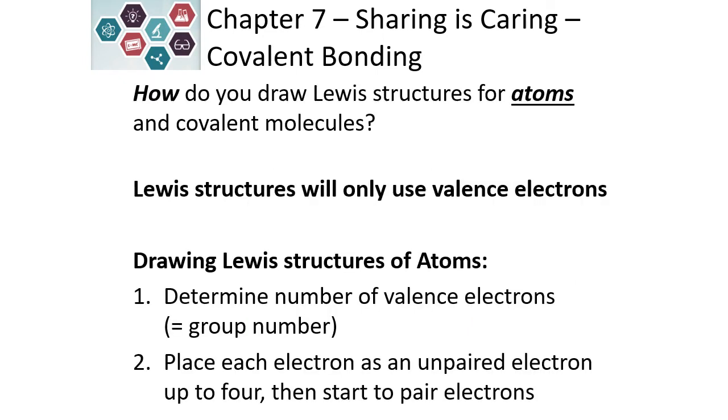Lewis structures will only use valence electrons. So remember, the number on the periodic table will tell us the number of valence electrons. Based on its position, we know the number of electrons. We place each electron as an unpaired electron, up to 4 on each side of our imaginary box, and then we start pairing electrons.